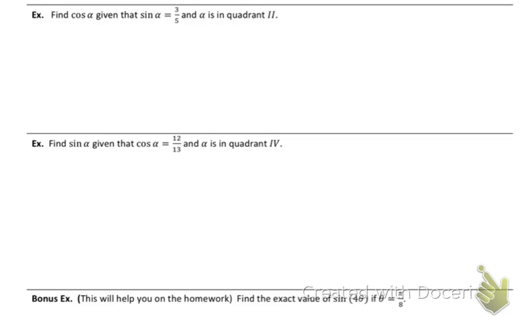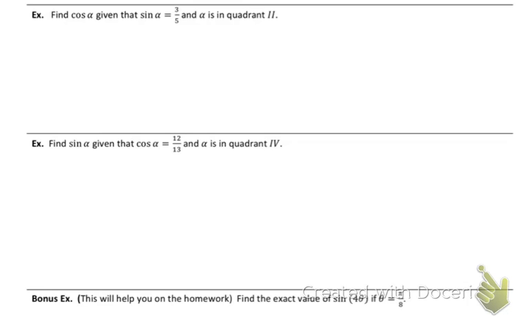All right, our first example is find cosine alpha, given that sine alpha equals 3/5 and alpha is in quadrant 2. All that information is important. What I start with every single time is I start with the fact that they told me quadrant 2. Because on the surface it doesn't look super important, but it is. Because knowing what quadrant it is in tells me whether it's going to be positive or negative. So quadrant 2 is all, I'm doing it backwards for you guys, all students. So it must mean that sine is positive.